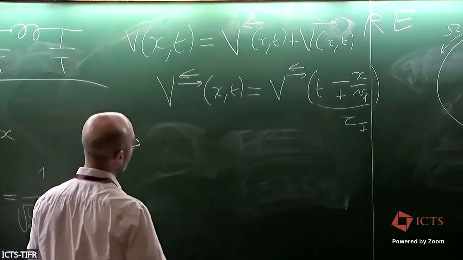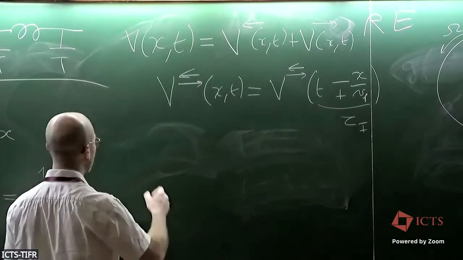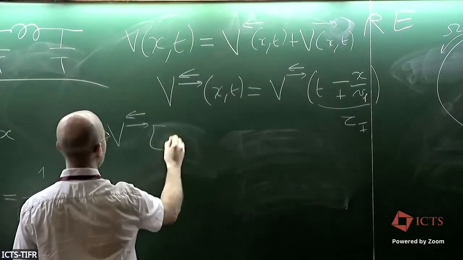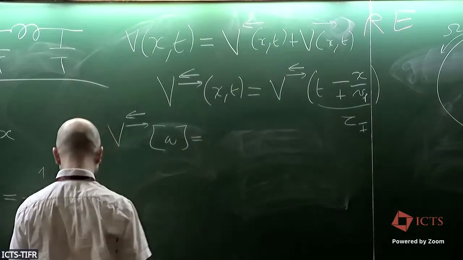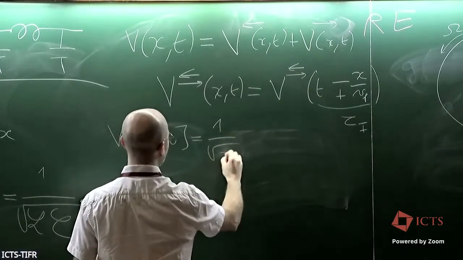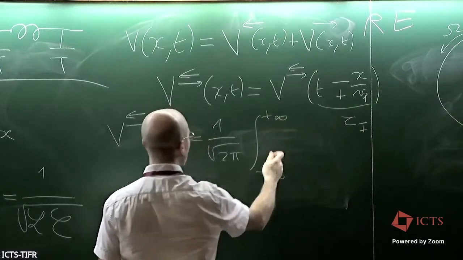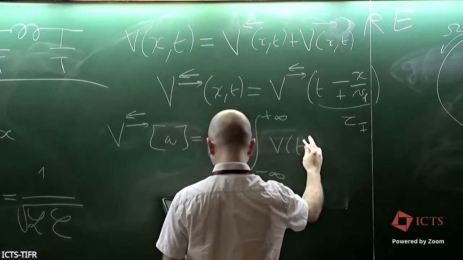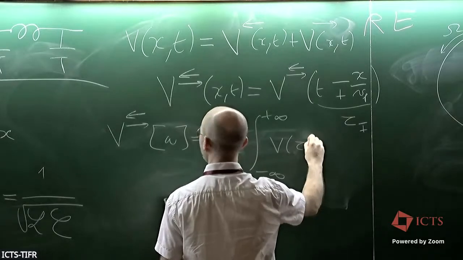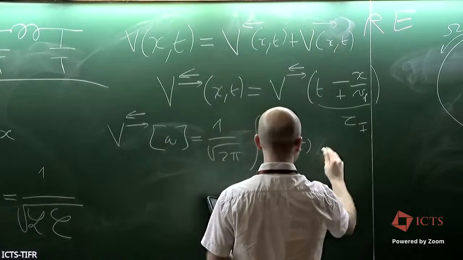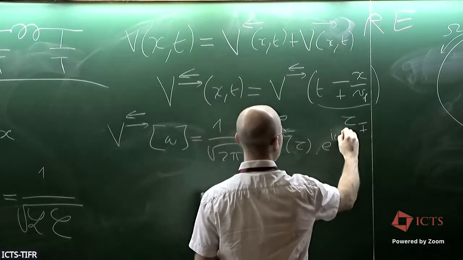So the voltage, we can take its Fourier transform. So the voltage left or right, we take its Fourier transform, so we will define it with 1 over the square root of 2 pi, integral from minus infinity to plus infinity of v left or right of tau, exponential plus i omega tau, d tau.